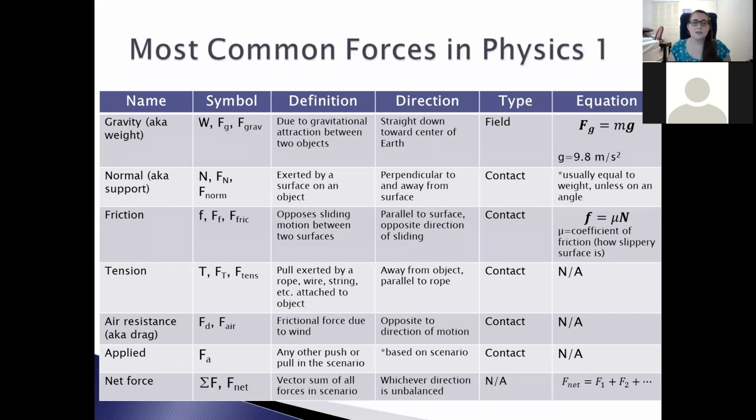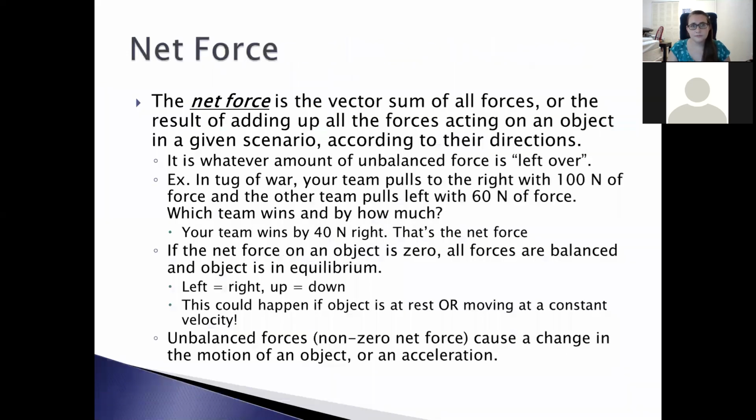And last but not least, there's net force, which we already talked about is the sum, well, the vector sum of all of the forces. And it would point in whichever direction is unbalanced. So the equation for that is F1 plus F2 plus and so on, but according to their directions. Okay, so net force, just really quickly, this will be the last thing that we get through today.